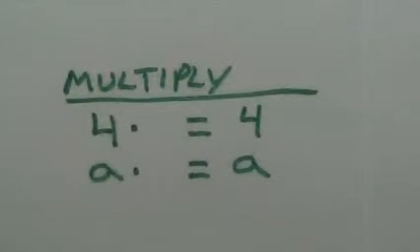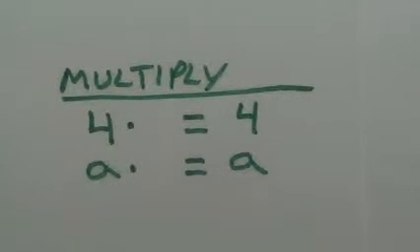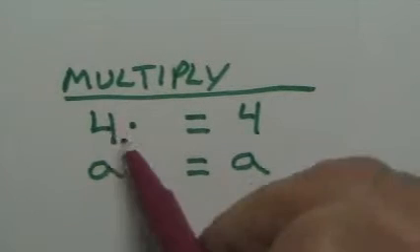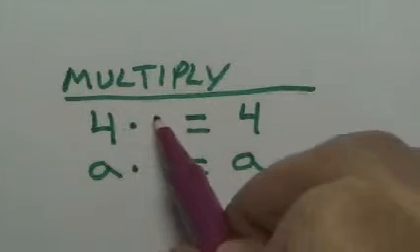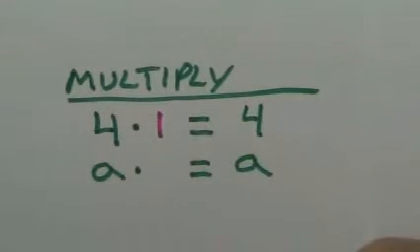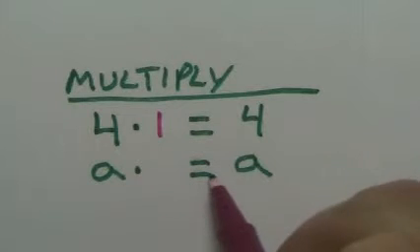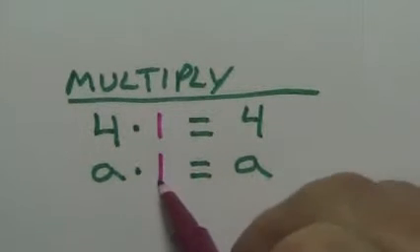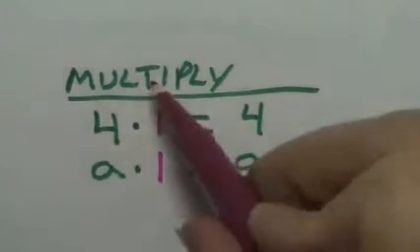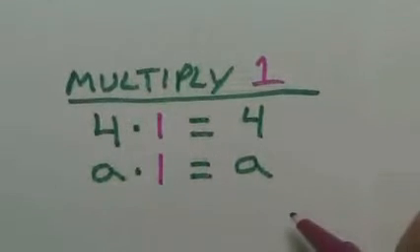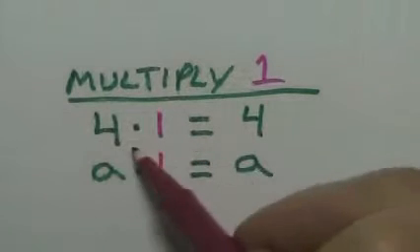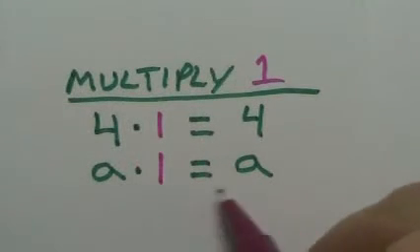Now let's look at multiplying. So we have 4 times something, it gives us 4. 1. A times something gives us A. 1. So basically, if you multiply by 1, you'll end up with what you started with. You're keeping the original. You end up with what you started with.